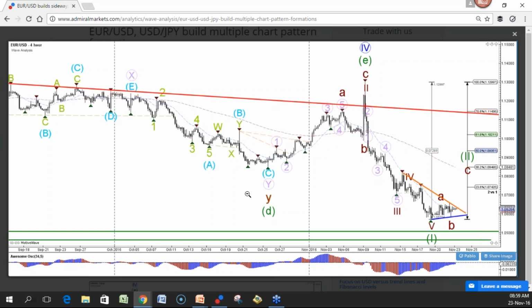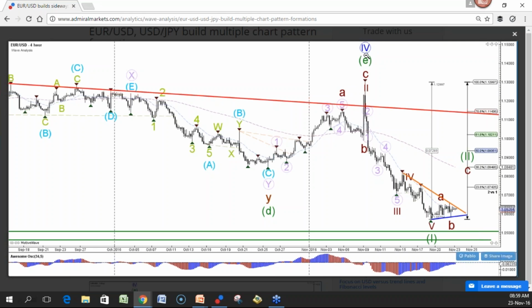I don't do that. I think it might be confusing. So I always show what I think is the most likely scenario, and I try to explain in the text what I think is invalidation and what are confirmation levels. So for instance, at this moment, you see at the top here a green E and a blue 4.